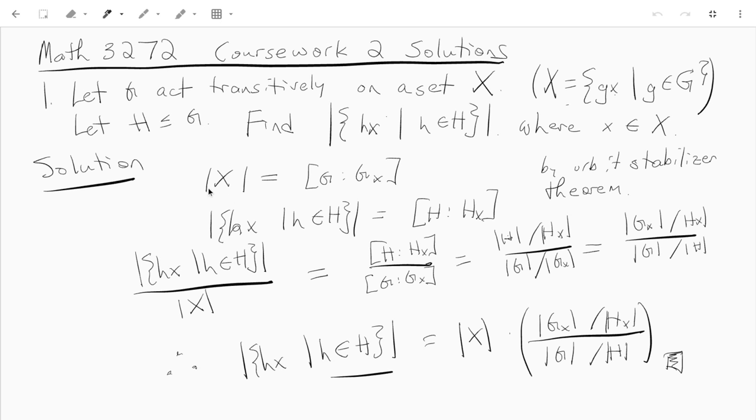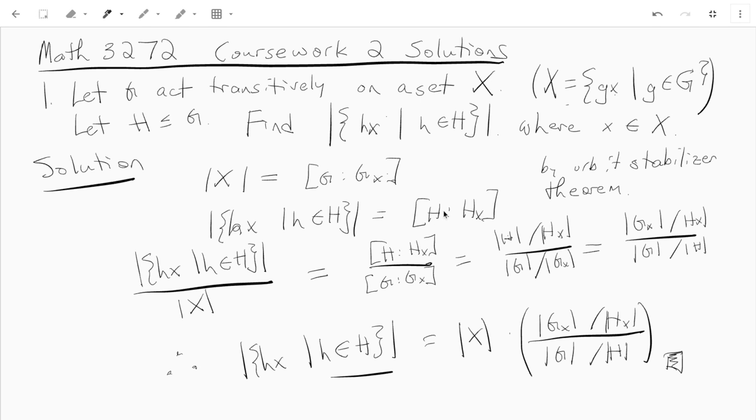Okay, so since there's only one orbit in X, we have the size of the orbit is all of X, and that's equal to the index of Gx inside G. And remember, Gx is all the elements of G such that gx equals x, and Hx is all the elements of H such that hx equals x. Okay, and so the size of X is the index of Gx in G. The size of the H orbit is the index of Hx in H.